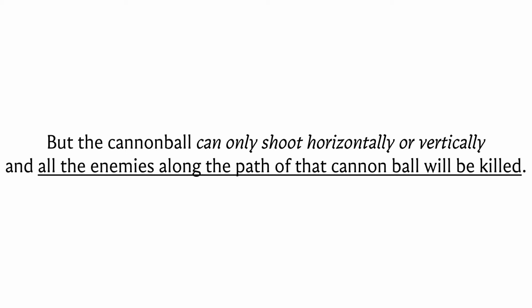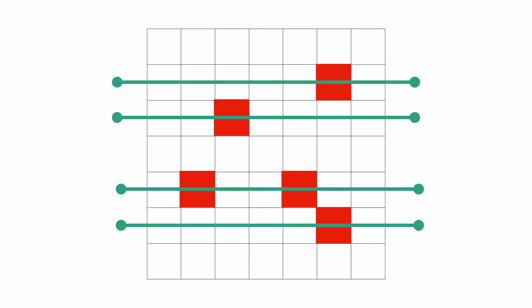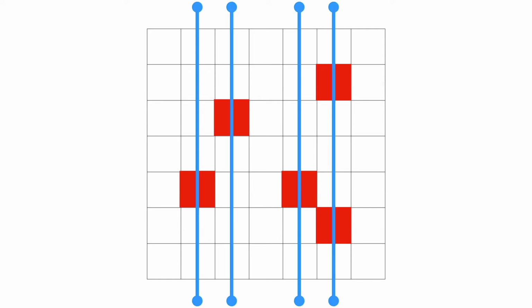So let's take a look at how this might work for our example from before. You could shoot cannonballs through rows 2, 3, 5 and 6, and this would take care of all the enemy locations, or you could shoot cannonballs through columns 2, 3, 5 and 6, and this would again take care of all the enemy locations. Think about if there's a way that you can use a smaller number of cannonballs in total and still take care of all the enemies.